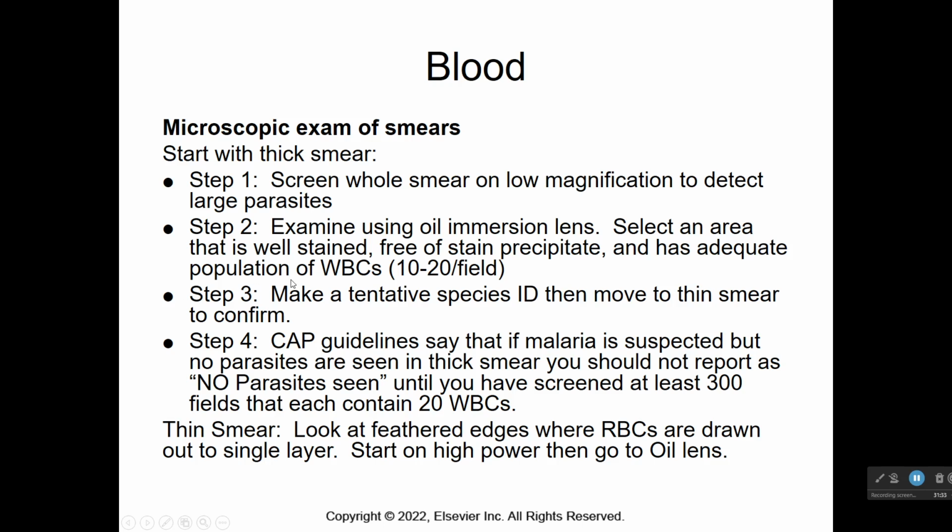Okay, so we start with the thick. I got ahead of myself. You look for an adequate portion of white blood cells. If you tentatively see something, maybe get a species idea, then you go to your thin smear. If it's suspected, but you don't see it in the thick smears, if you suspect malaria but you don't see anything in the thick smear, you cannot say no parasite seen until you've done those 300 fields with at least 20 white blood cells or that 15 to 20 minutes.